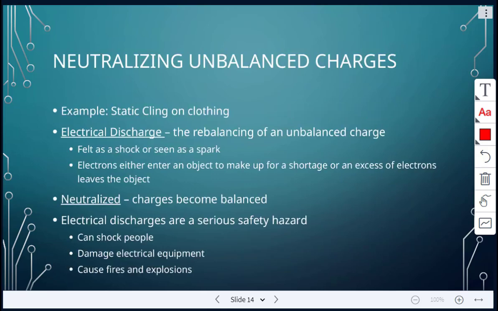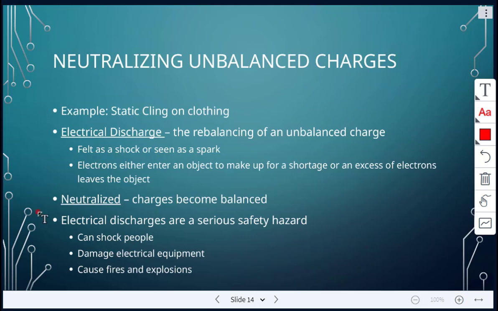All right, so neutralizing unbalanced charges. For example, static cling on clothing. Electrical discharge, this means the rebalancing of an unbalanced charge. It's usually felt as a shock or seen as a spark. Electrons either enter an object to make up for a shortage, or an excess of electrons leaves the object. And when we say neutralized, that means the charges have become balanced.